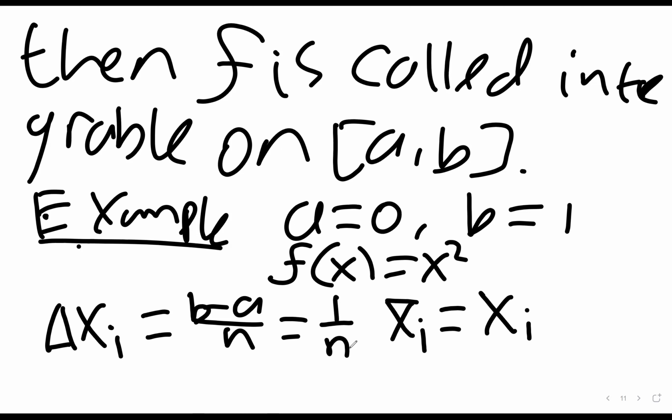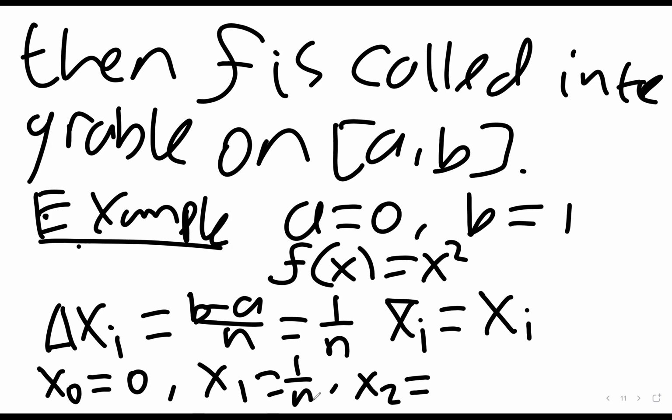So for example, in this case, if you consider x0 is 0, what is x1? x0 plus delta x1, and delta x1 is 1 over n, so x1 is 1 over n. x2 is 2 over n, right? Until xn equals 1.